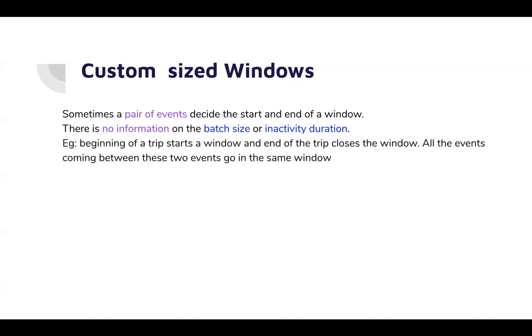For example, if you are using a cab, the trip starts, that is one event. And the car travels through different geographies at different speeds and accelerations, makes different turns, and reaches the destination. The trip is closed. So your trip start event and trip close event are the pair of events which decide or make a boundary of all the events happening between them.